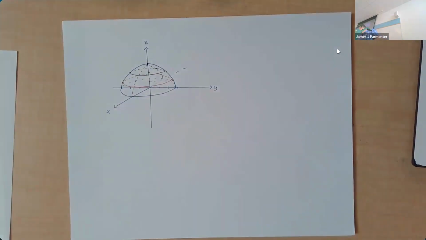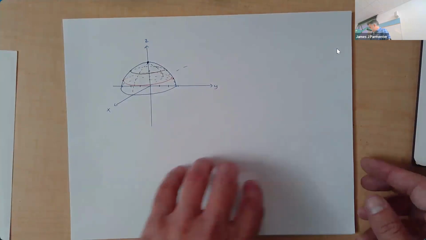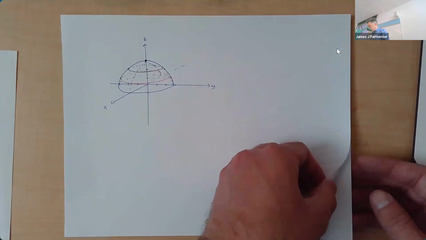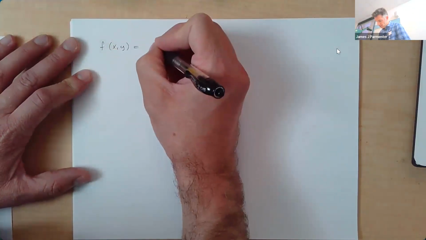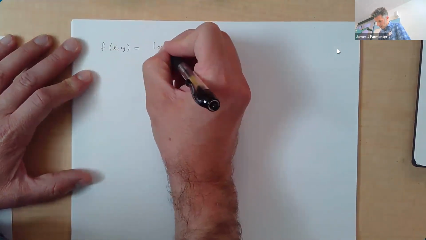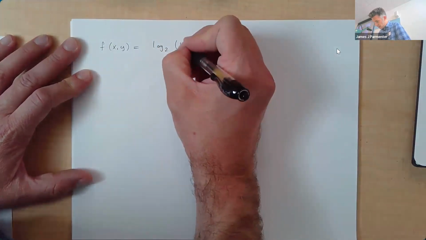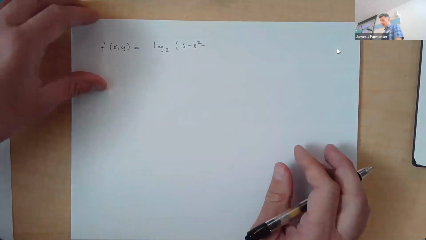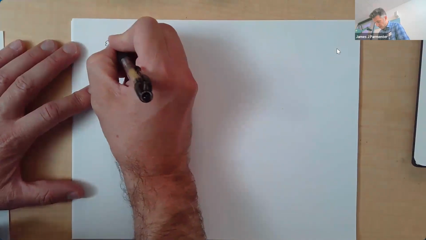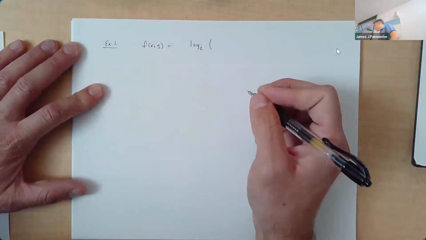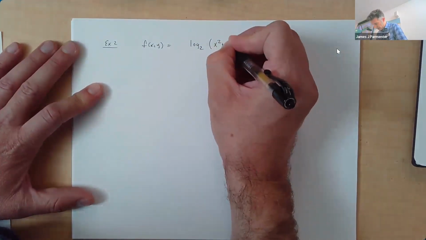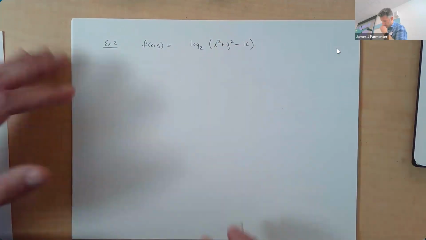Let's look at another example. Let's say we have f of x, y equal to log base 2 of... sorry, I want to go x squared minus y squared. Apologies. Try again. Example 2: f of x, y is equal to log base 2 of x squared plus y squared minus 16.